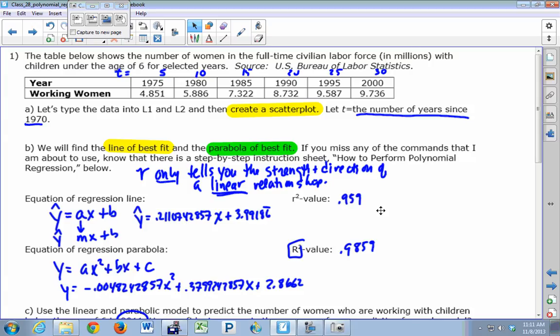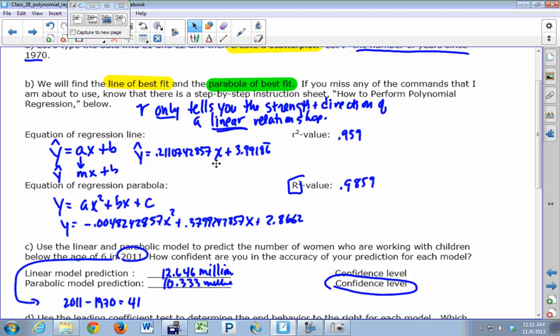When you go outside, even if you went outside and you did like 1970, so if we tried to predict 1970, look what each model would tell us. When X is 0, it says in 1970 there were 3.99 million. And what does the quadratic tell us for 1970 when X is 0? How many women were in the workforce for this particular model when X is 0? 2.8. So let's actually see the real data again.